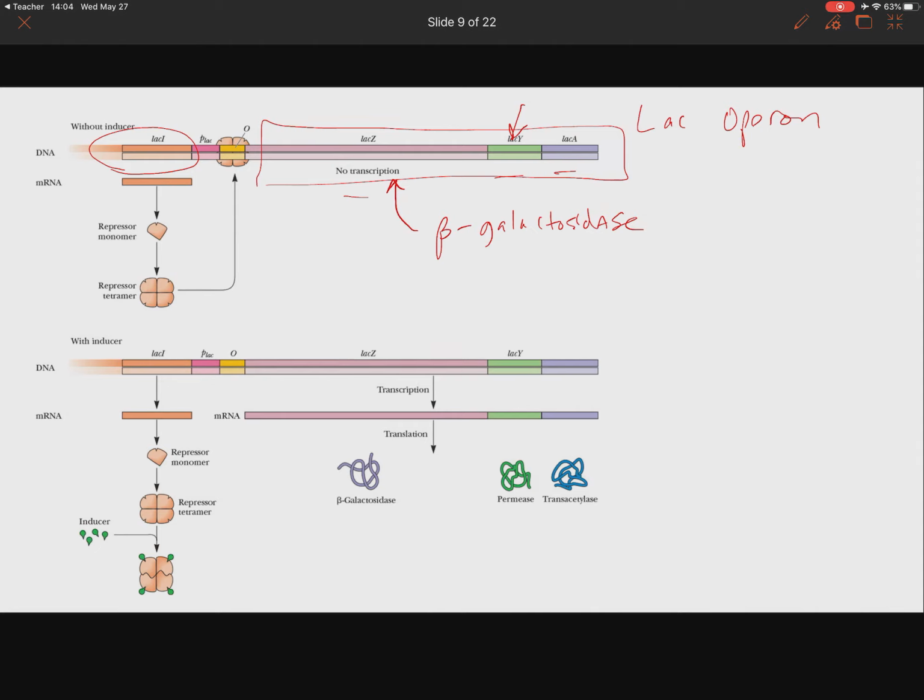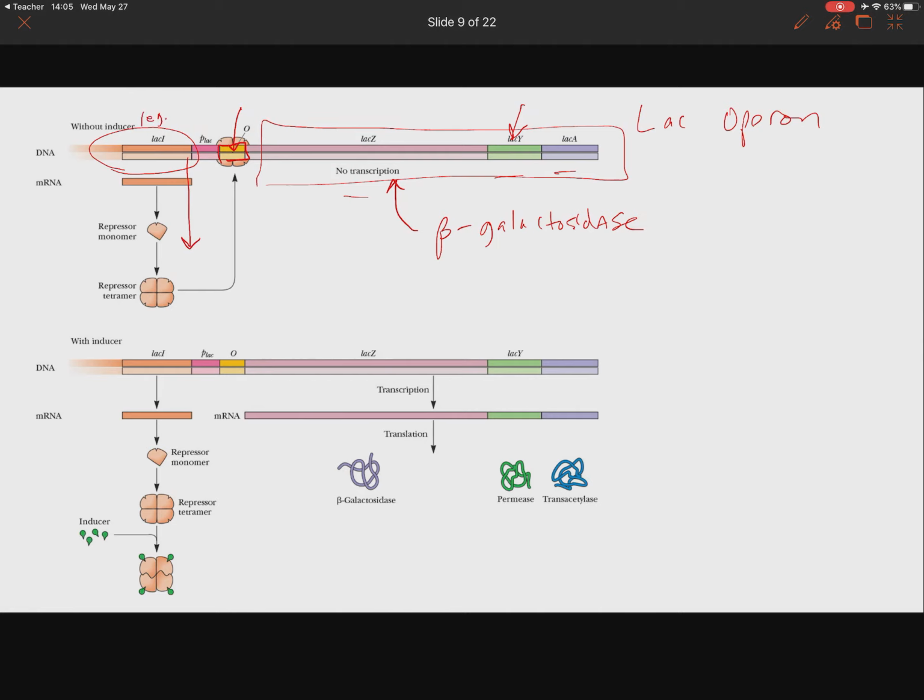Now, a regulatory gene, again, directs the synthesis of a repressor protein. Repressor proteins bind to an operator gene. So the operator gene is right here. A repressor binds to the operator gene, blocking the transcription and eventual translation of the structural genes that are under control of that operator. So this operator right here, it's called an operator because it binds to a repressor. The repressor is coded for by the repressor gene, or the regulatory gene.